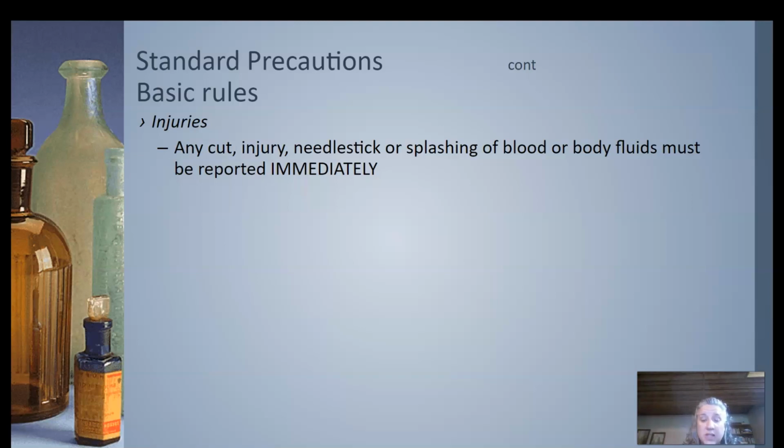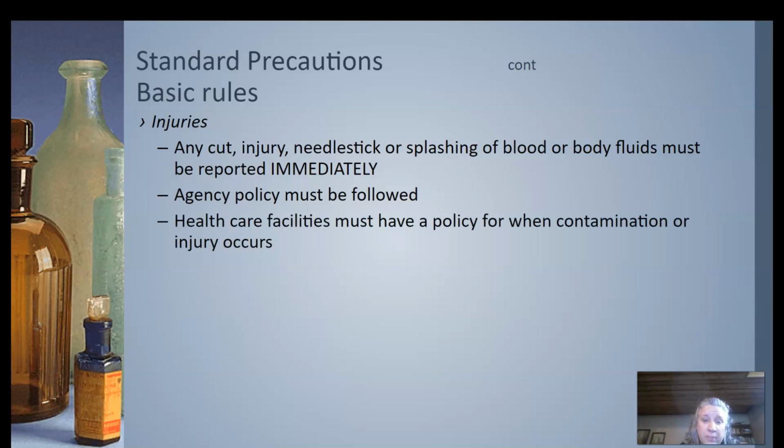Now, if you were to have something splash in your eyes, then you would want to rinse them out at the eye wash, and then you would report it. And you would call a fellow coworker to help you or to finish up what you were doing so that you would be able to leave and to wash your hands or to wash your eyes and then to go report it to your supervisor. Again, the agency policy must always be followed.